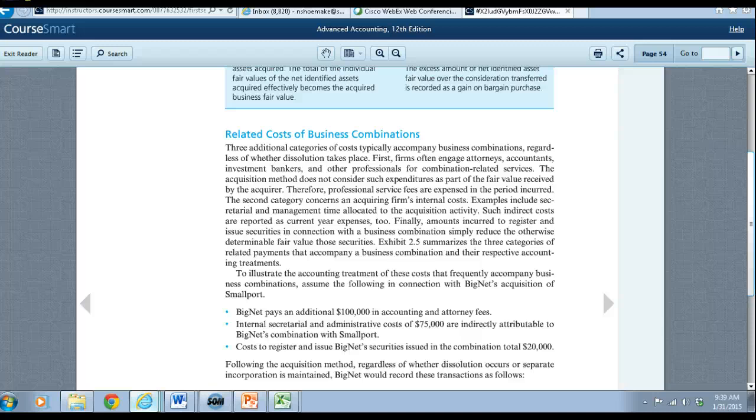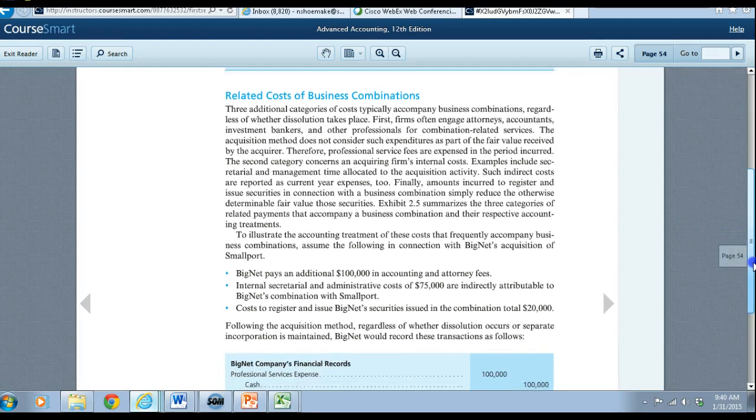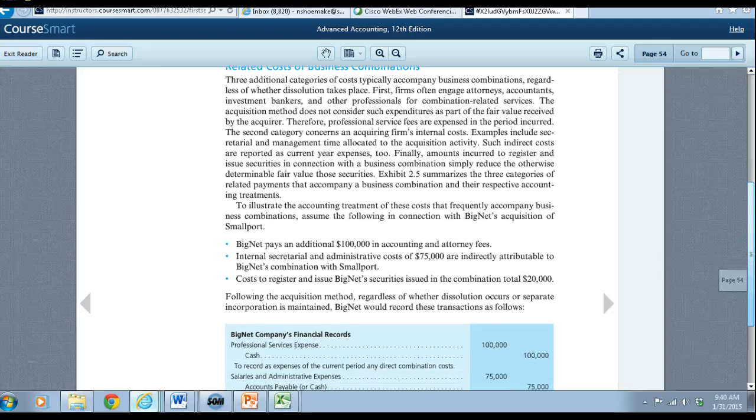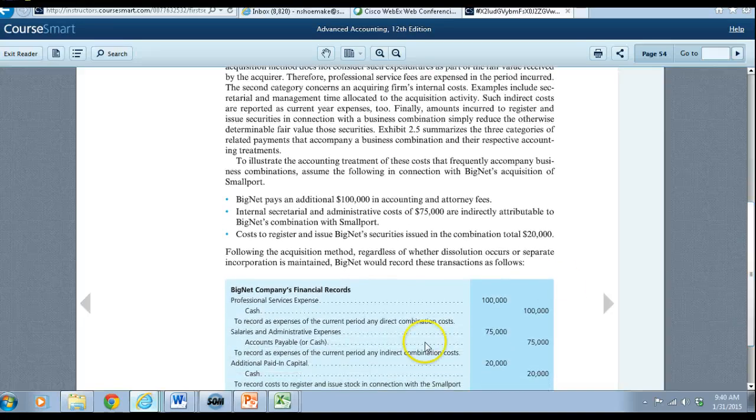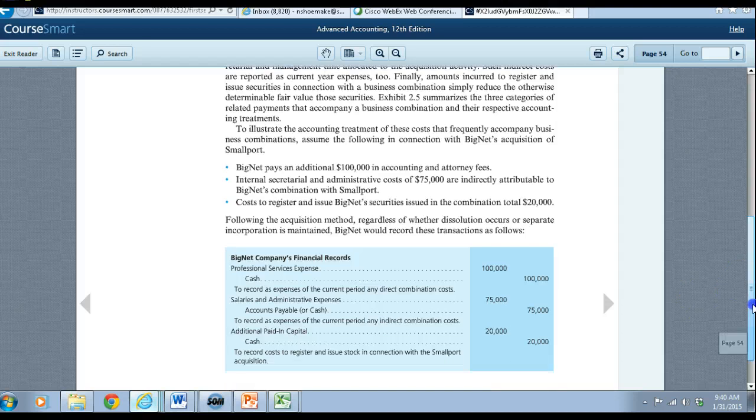The second category concerns an acquiring firm's internal costs. Examples include secretarial management time allocated to the acquisition activity. These services also get expensed. Amounts incurred to register and issue securities in connection with the business combination reduce the otherwise determinable fair value of those securities. So basically, any services that get paid get expensed, but any costs related to the stock in acquiring and issuing shares get reduced against the capital account, the equity section.